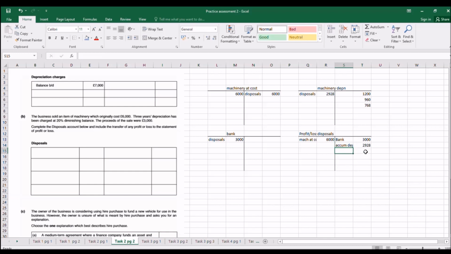Right, now the difference between the two lines is on this side in here, so it is equal to that minus that minus that. And because the carrying value was £3,072, and we only received £3,000 for it, we made a loss. Loss on disposal.